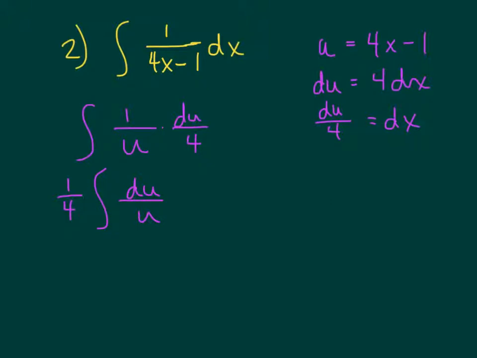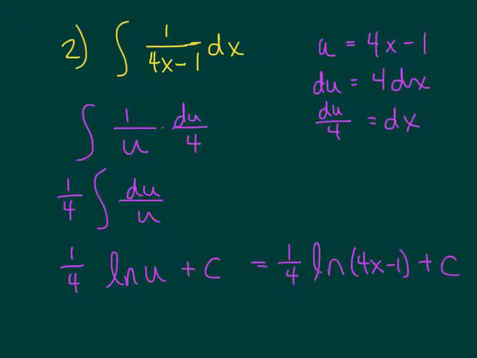And so now I see that integral of du over u, and then I can go ahead and take the integral of that, and I get 1/4 natural log of u plus c. Last step is to replace the u with the 4x minus 1. So I have 1/4 natural log of 4x minus 1 plus c. And that is my final answer.